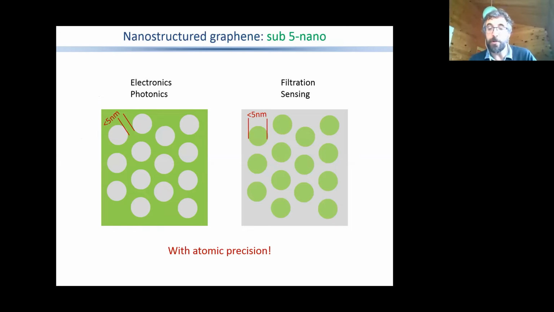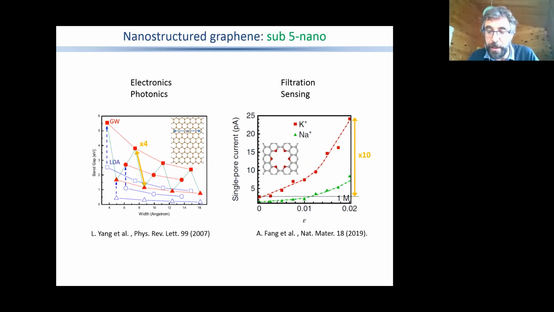Now, the common challenge in these two examples is that you have to control the nanostructures at the nanoscale, below 5 nanometers, let's say. And you really cannot do that with the existing top-down approaches. And that's why we are here, and that's why we want to use bottom-up techniques. So this slide is just to convince you that you really need atomic precision. It's not a light sentence, it's really necessary.